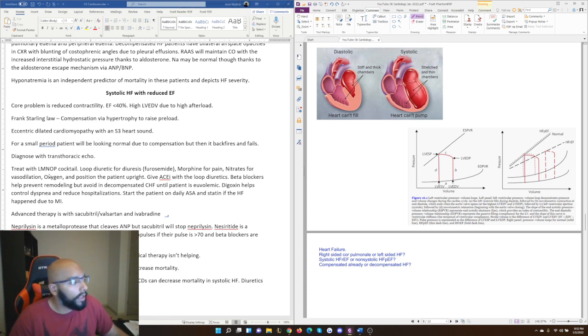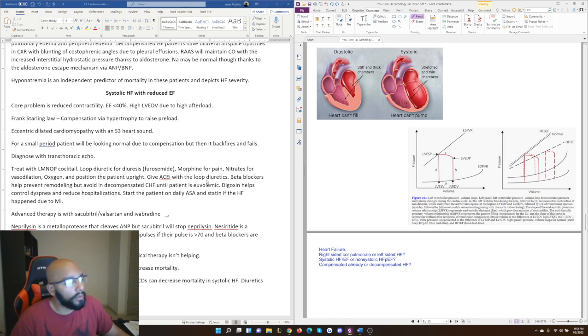Treat with LMNOP cocktail of medications. So the LMNOP each stand for a certain group of medications. L for loop diuretics to cause diuresis, M for morphine for pain, N for nitrates for vasodilation, O for oxygen, and P is for position. Position the patient upright, because if they're laying flat, they're going to have orthopnea or nocturnal dyspnea, and they won't be able to sleep well.